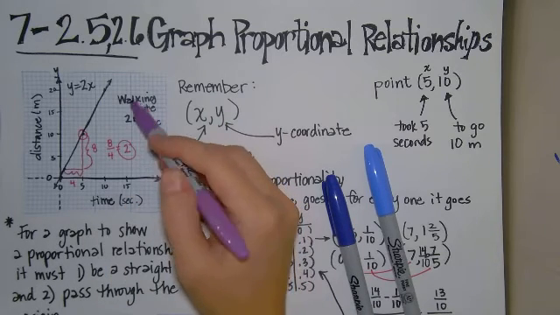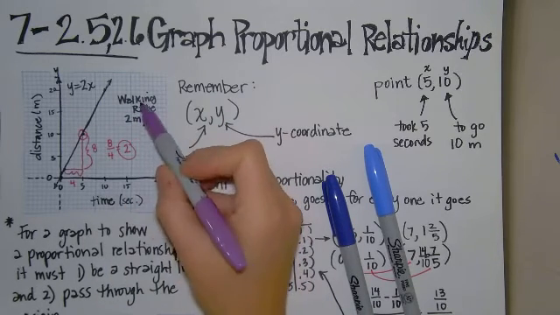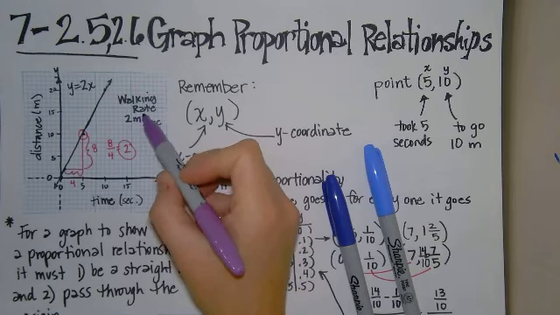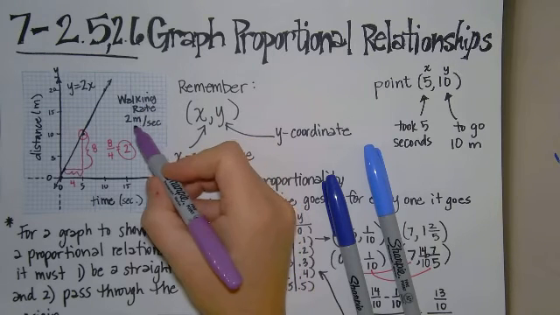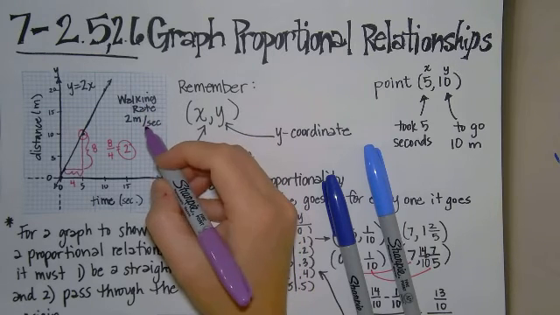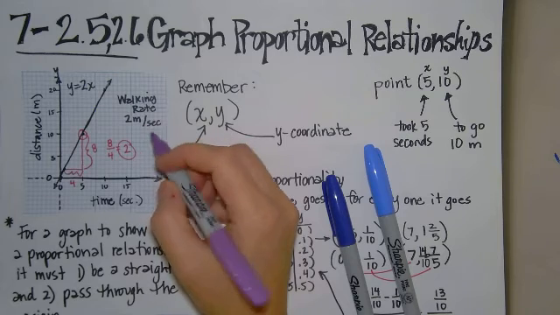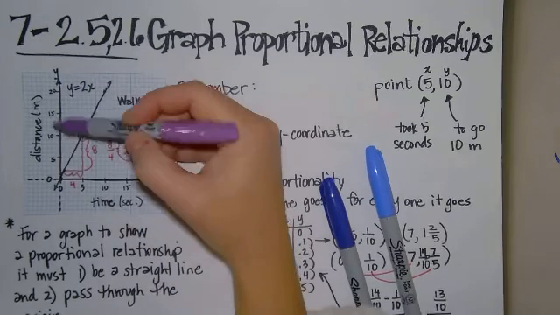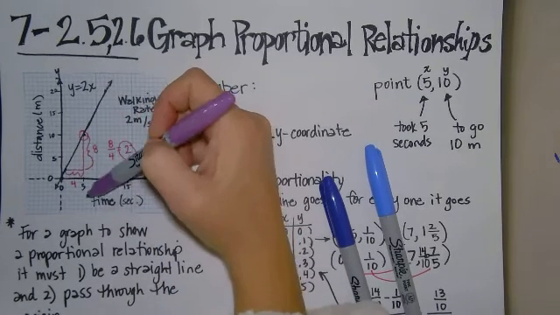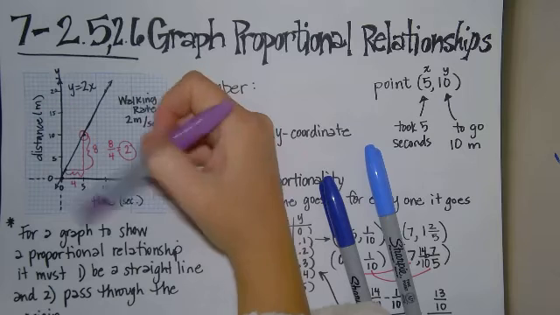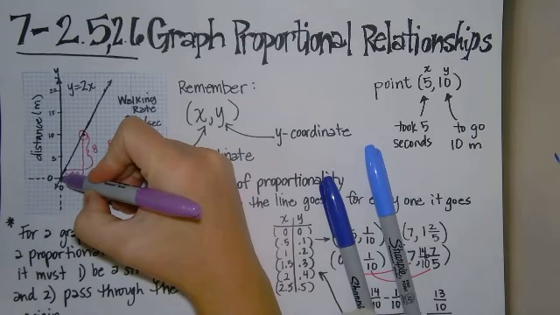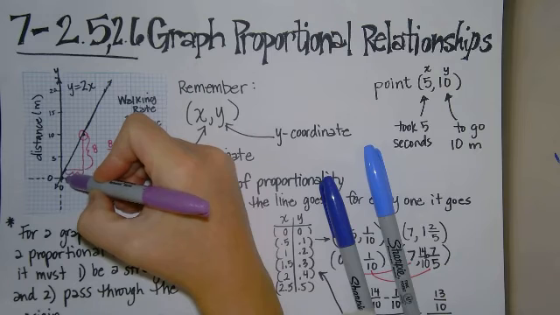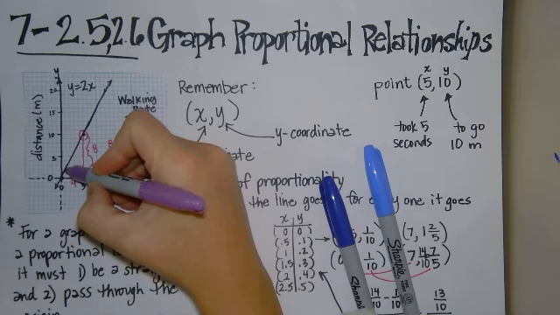Let's just say, for example's sake, that I walk at a rate of 2 meters per second. So that means for every 1 second, I walk 2 meters. If you look down here at the graph, I have time on my x-axis and distance on my y-axis. And I can check this because for every 1 second that I walk, so I'm just going over to the 1, I walk 2 meters.